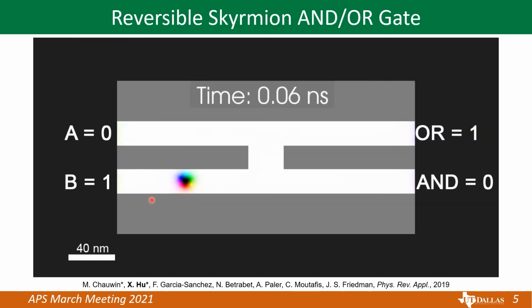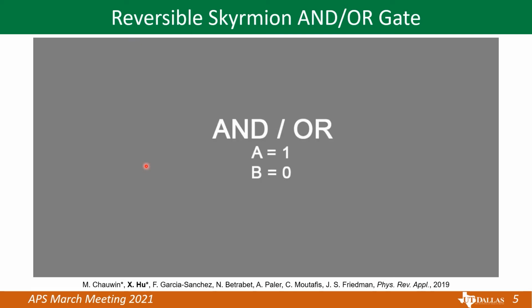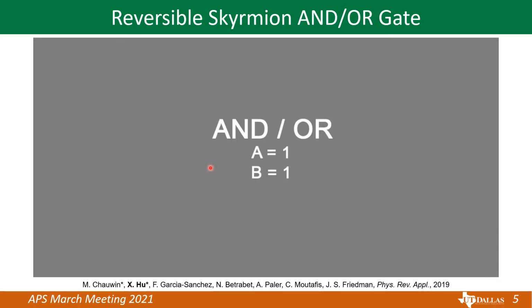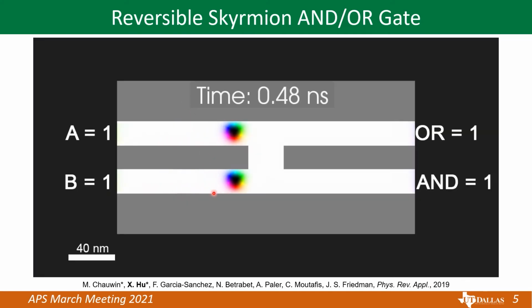This video illustrates the AND/OR gate with all input combinations besides the 0-0 case. When only a single skyrmion appears at the input ports, it will just propagate to the top right output port directly. But when both inputs are equal to 1, the two skyrmions repel each other at the center bridge and force the bottom skyrmion to the AND output port here.